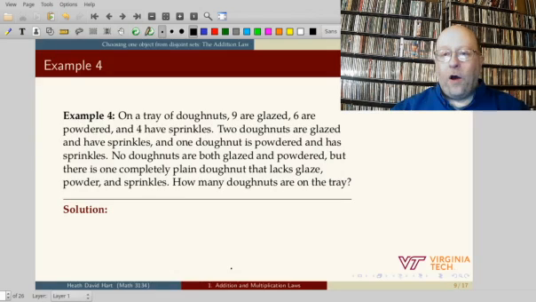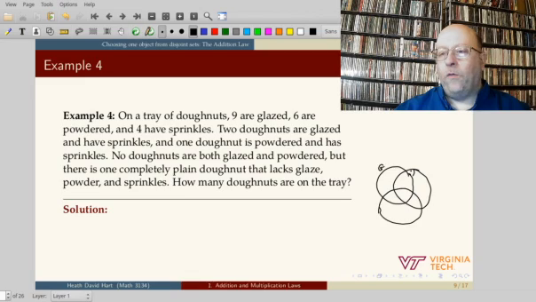All right. Here's a more complicated example. I have a tray of donuts where 9 are glazed, 6 are powdered, 4 have sprinkles. Some of them are glazed and have sprinkles. One of them is powdered and has sprinkles. No donuts are glazed and powdered. And there is a plain donut that lacks glaze, powder, and sprinkles. How many donuts are on the tray? So at this point, it might be more useful to make a Venn diagram of all of the different possibilities here.